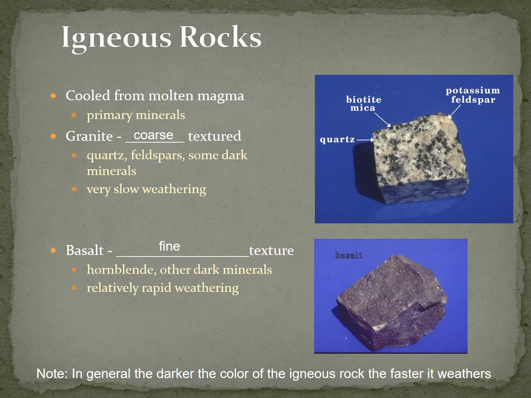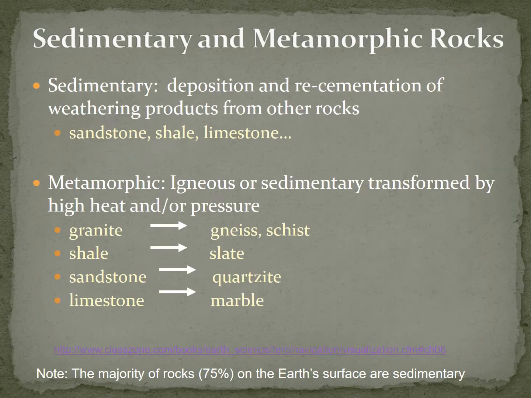Basalt has a fine texture, which means it's really hard to see the individual minerals without the aid of magnification. Normally, this is made of hornblende and other darker minerals. And because of its fine texture, aka small particle size, it weathers very rapidly. Just to note, in general, the darker the color of the igneous rock, the faster it's going to weather, is something that I've found.